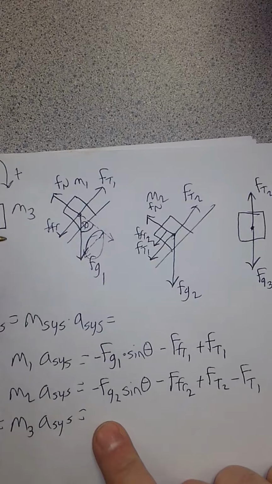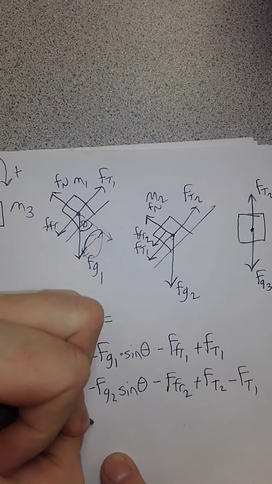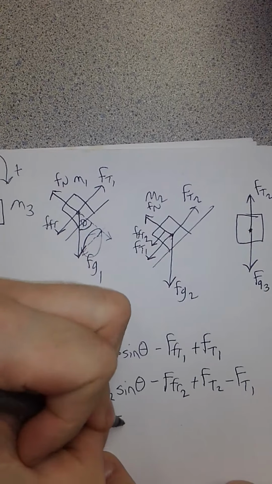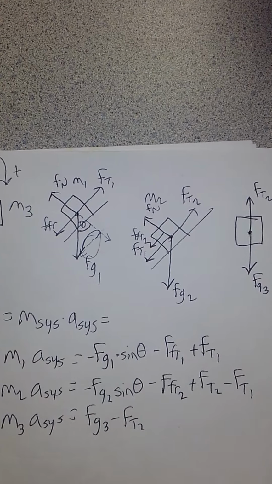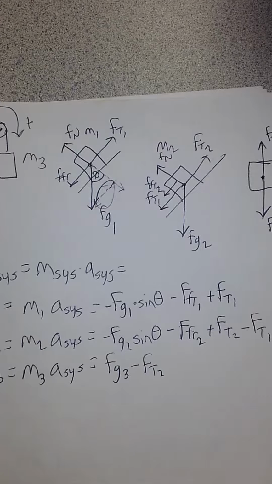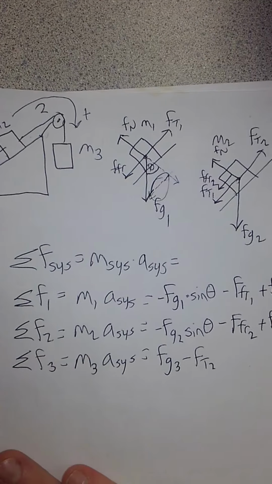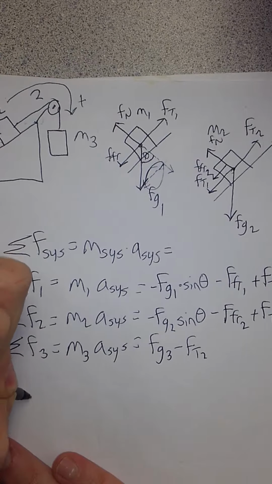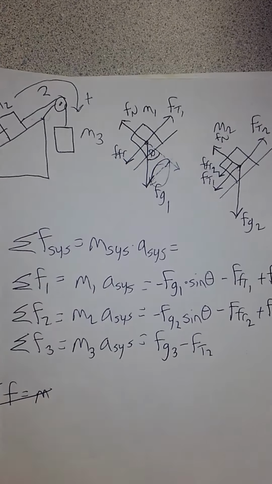Number three. Okay, number 3, we've got our lone positive FG3 minus FT2. So now we can cancel out the FT2. All right. Now, here we go, putting it all together. Sum of the forces equals... forget that. I'm going to go ahead and do the algebra.